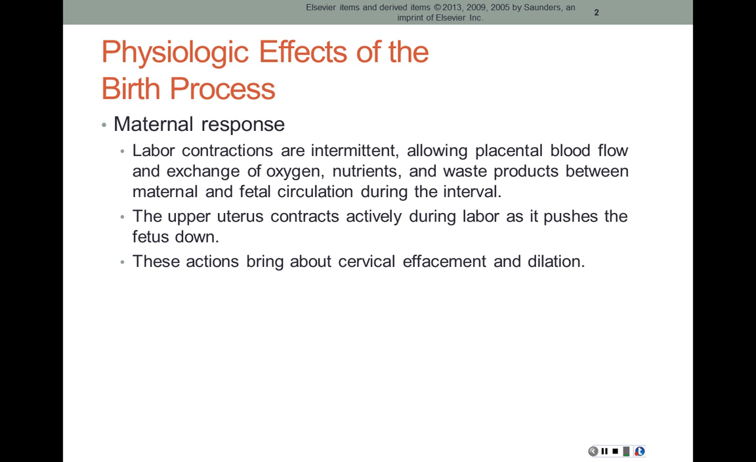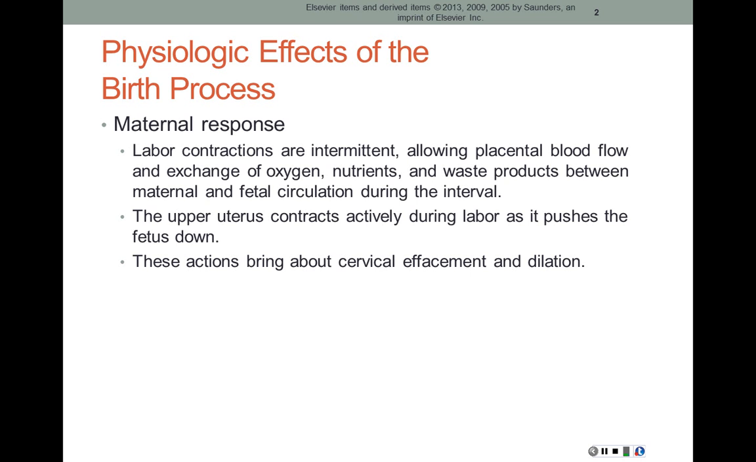So, the maternal response is labor contractions are intermittent, they're not continuous. And this allows for blood to still flow between mom and baby, because when a contraction is occurring, for a brief period of time placental blood flow is decreased tremendously. So we have to make sure that we're monitoring these contractions during early labor.